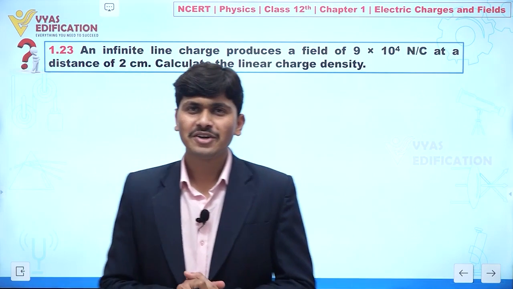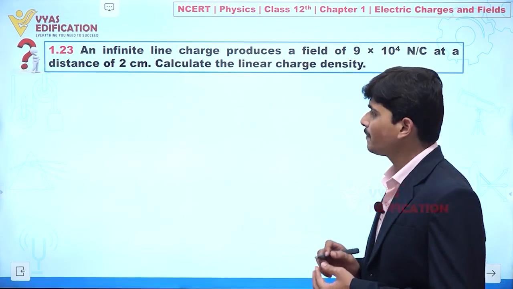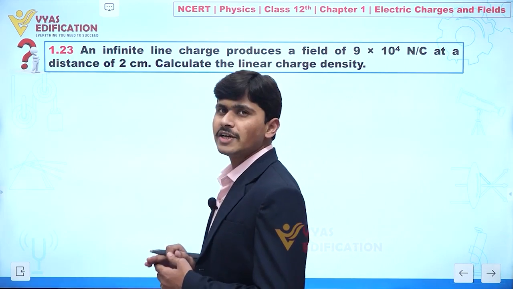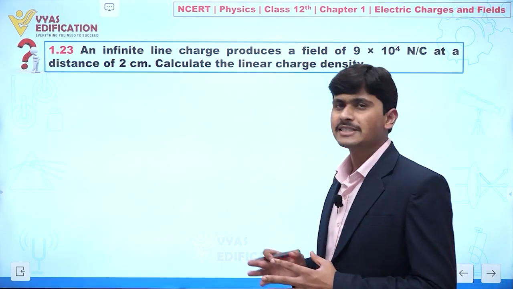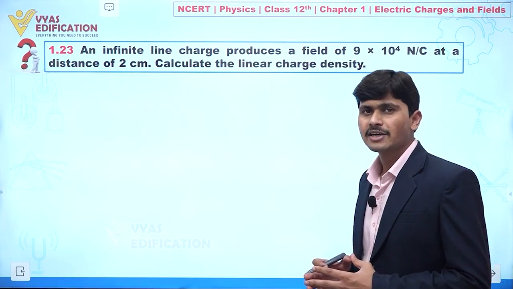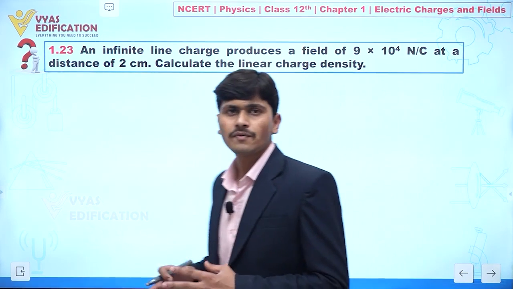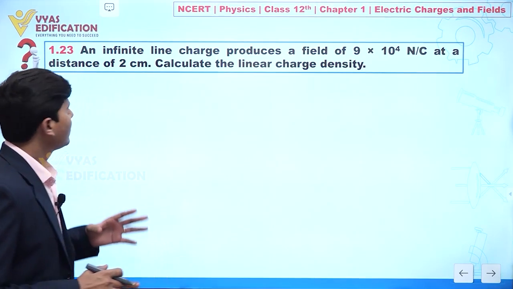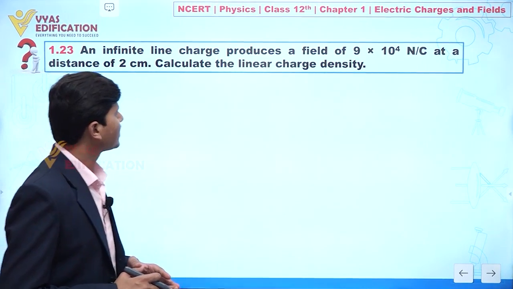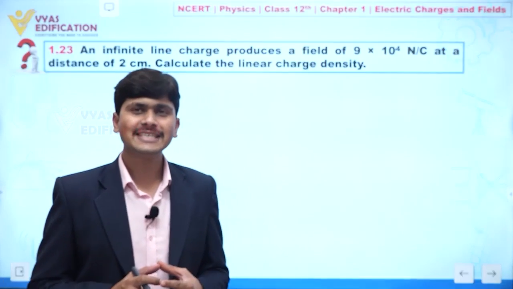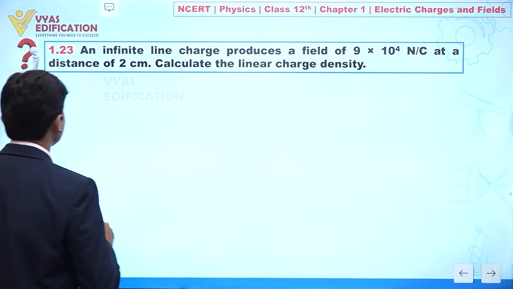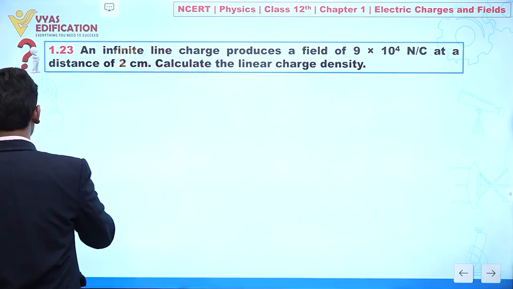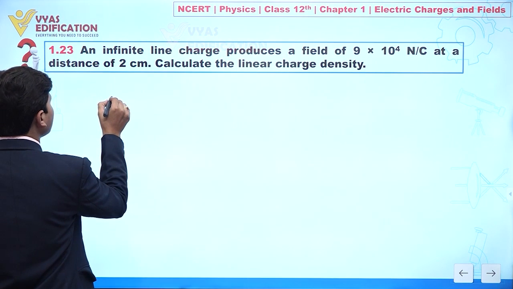Now dear student, we are going to solve question number 1.23. In this question, we have an infinite line charge and it produces an electric field of 9 into 10 to the power 4 Newton per coulomb at a distance of 2 centimeter. We have to calculate the linear charge density. I think you should know this formula; it is a very popular formula.